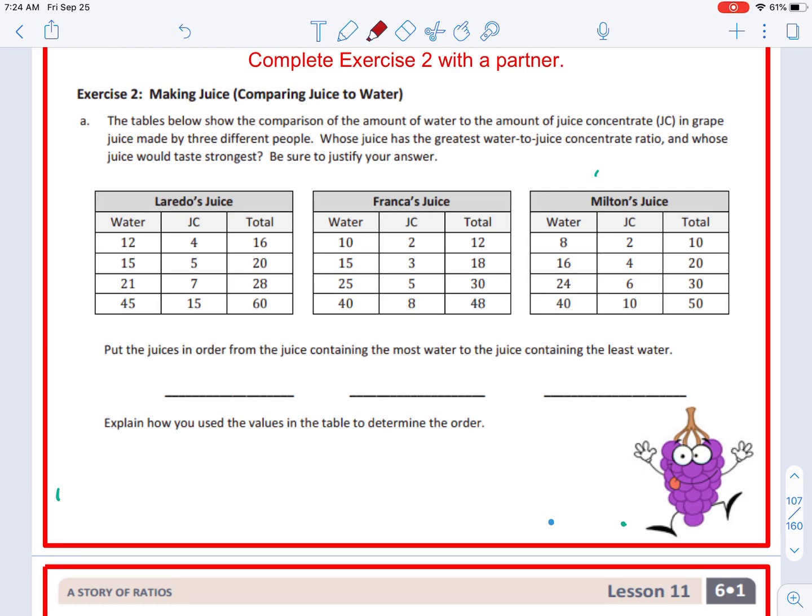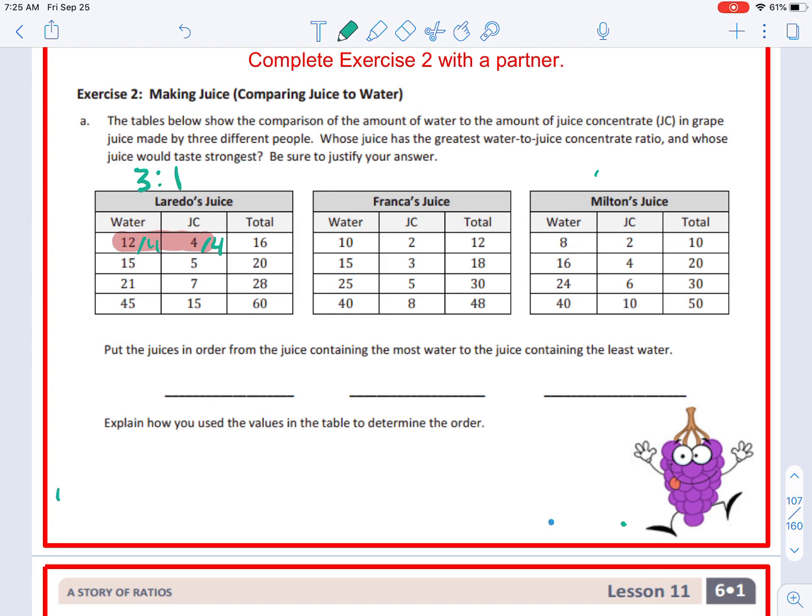Okay, so let's look at 12 to 4. What can we divide both by to get our simplest ratio? We divide both by 4. Okay, and that would give me 3 to 1. So for every 3 cups of water, they put in 1 cup of concentrate.